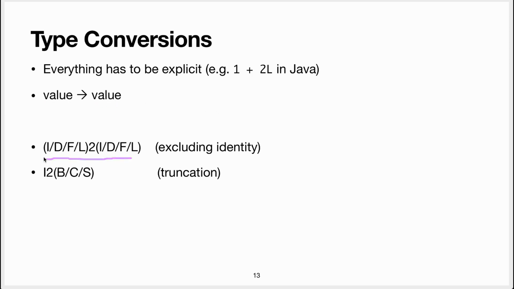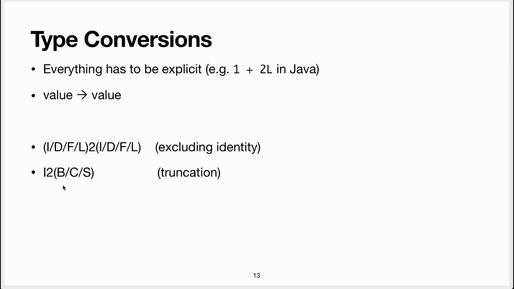So for instance, you would have I2D, which converts an integer to a double. You do not have the identity pair, so I2I does not exist, of course. Then you have these, and these truncate integers. So you have I2B, for instance, and that truncates an integer to a byte.